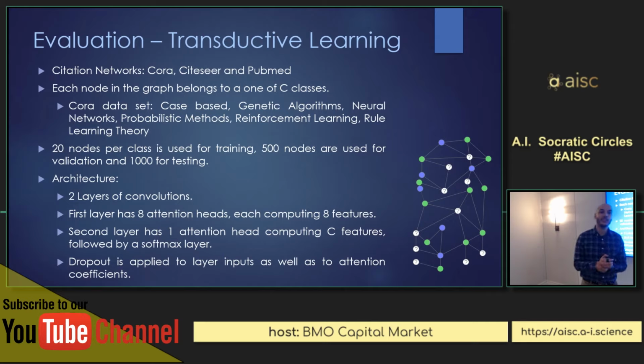Yes? The question is that it says there are only 20 nodes per class for the training. Yes, that seems small. So for example, for the Cora data set, you have 140 nodes for training, and the rest is for validation and testing.